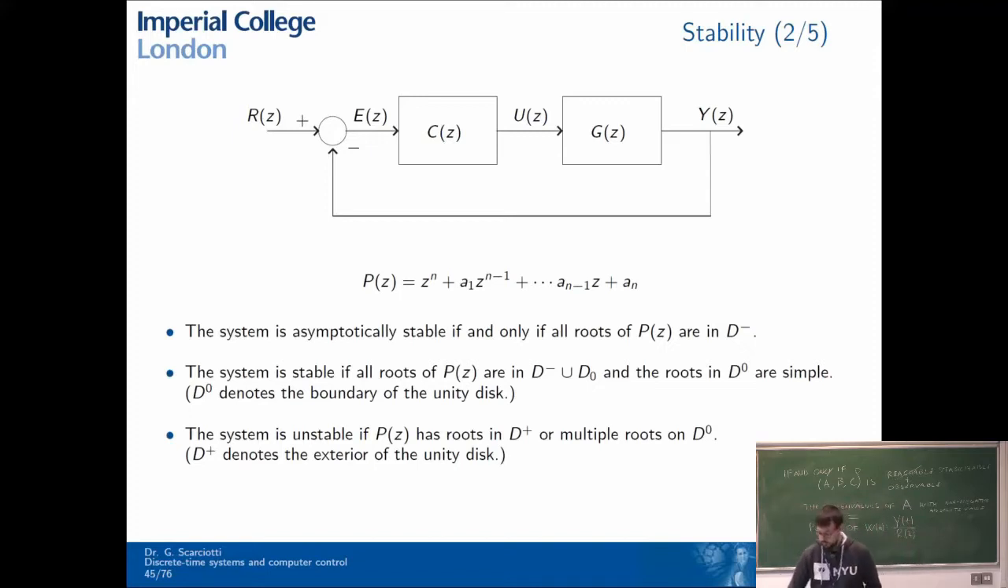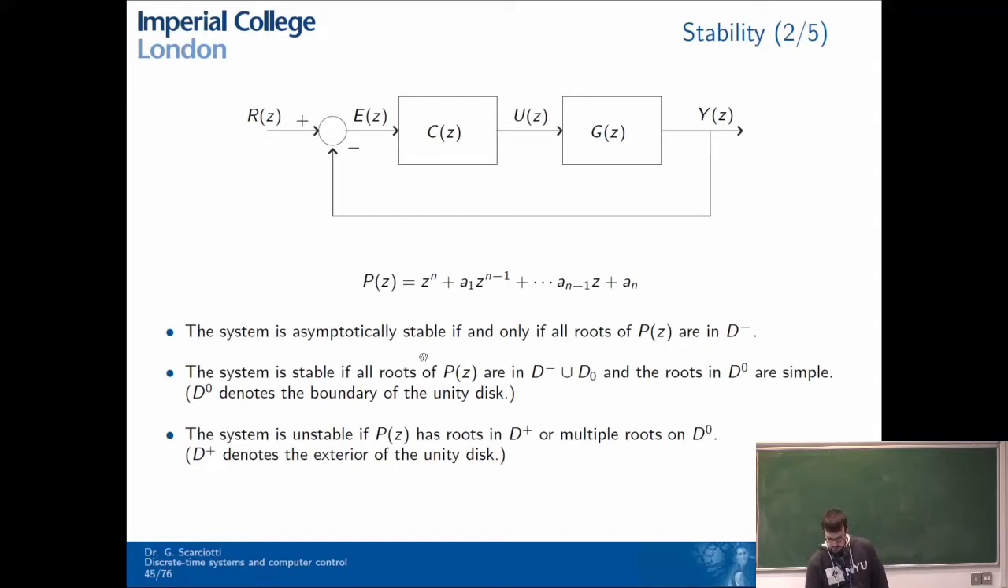So you know from continuous time systems that if the poles are in the left-hand side part of the complex plane, then the system is asymptotically stable. Then if they are on the imaginary axis, then the system is stable or marginally stable if you have simple poles. If you have repeated poles on the imaginary axis, the system will be unstable. And if you have poles in the right-hand side of the plane, then the system will be unstable. How does this condition become in discrete time?